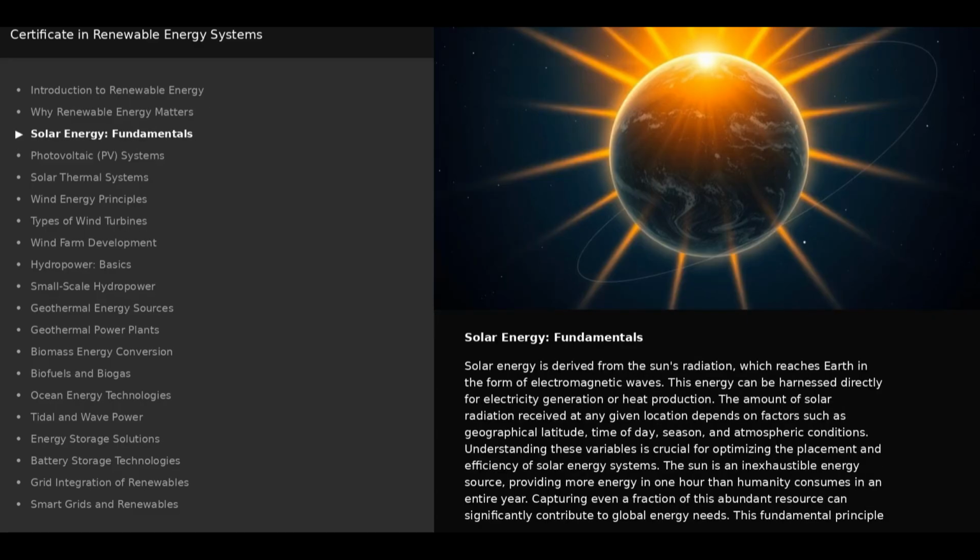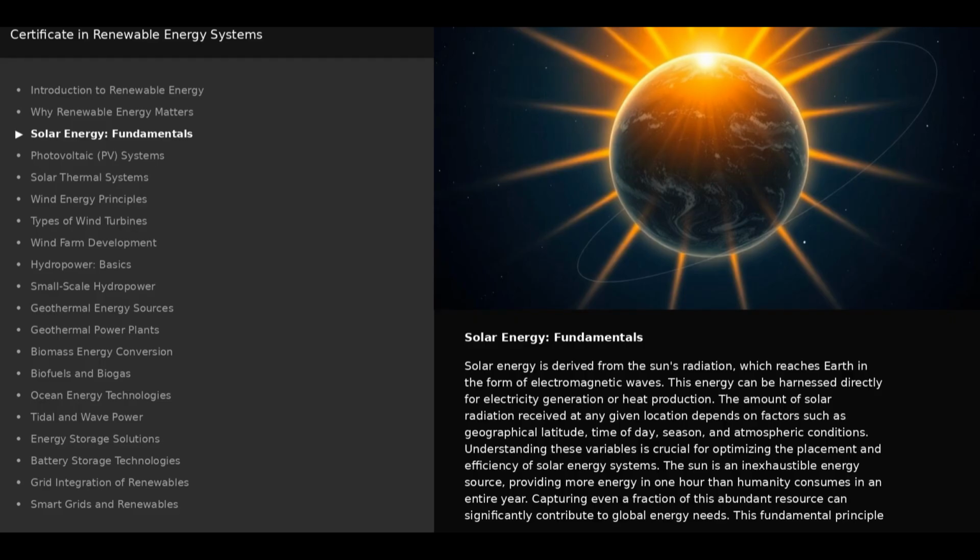Solar energy. Fundamentals. Solar energy is derived from the sun's radiation, which reaches Earth in the form of electromagnetic waves. This energy can be harnessed directly for electricity generation or heat production. The amount of solar radiation received at any given location depends on factors such as geographical latitude, time of day, season, and atmospheric conditions. Understanding these variables is crucial for optimizing the placement and efficiency of solar energy systems.